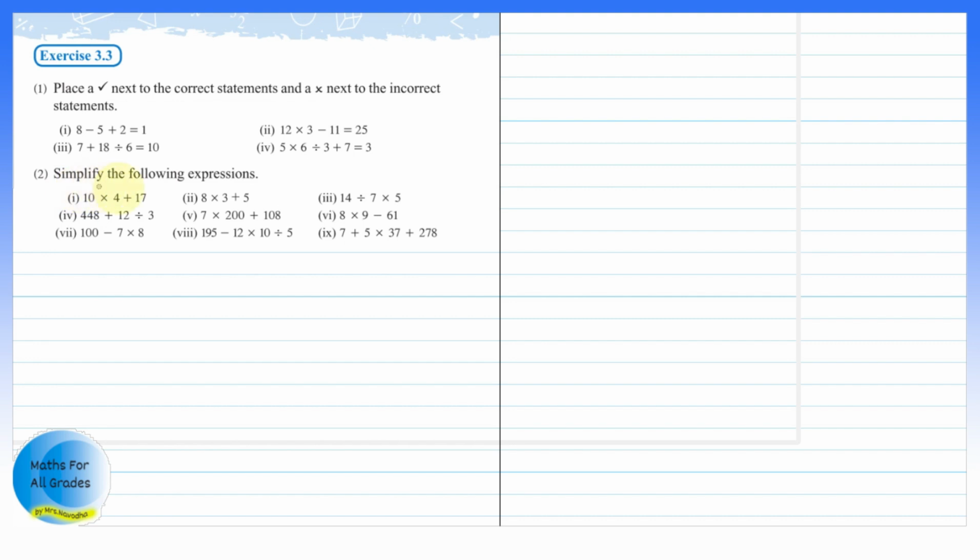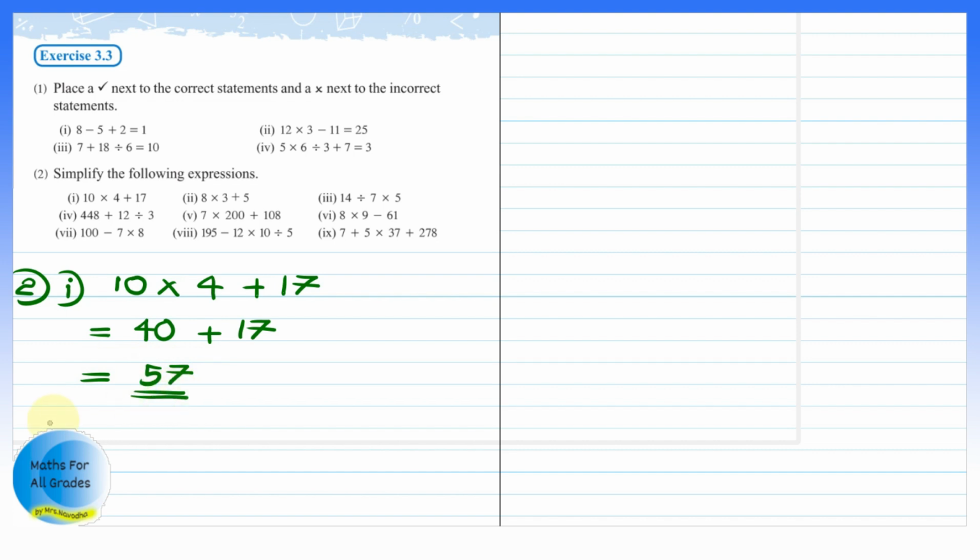Question number 2. Simplify the following expressions. Question number 2, row number 1. 10 times 4 plus 17. You got multiplication and addition here. We go for the multiplication first. 10 times 4 equals 40. 40 plus 17 equals 57. Row number 2, 8 times 3 plus 5. According to the standard order, we do the multiplication first. 8 times 3 equals 24. 24 plus 5 equals 29.